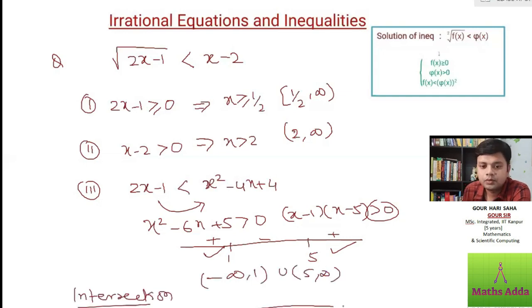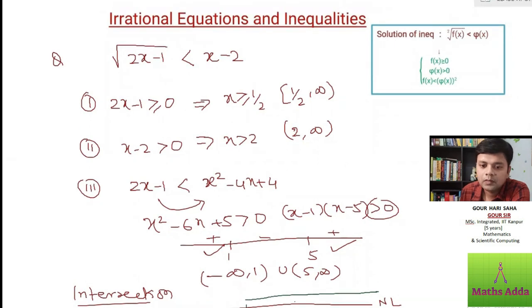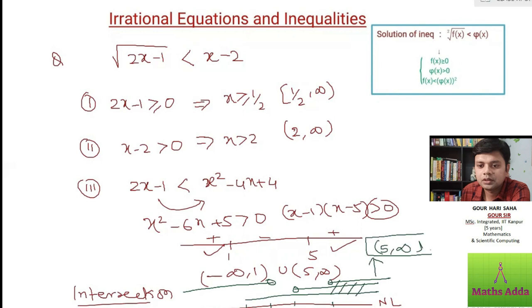Now take intersection. Plot number line. 1 by 2 to infinity, 1 by 2 included. Next is 2 to infinity, 2 excluded. And then this is minus infinity to 1, and this is 5 to infinity. I see this is common. So the answer is 5 to infinity. This is the answer for this inequality.